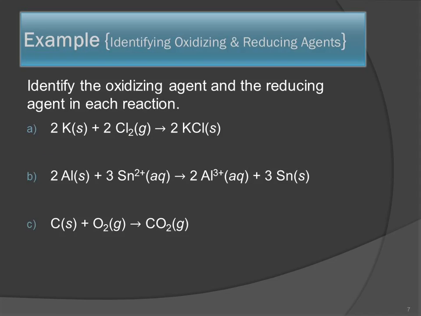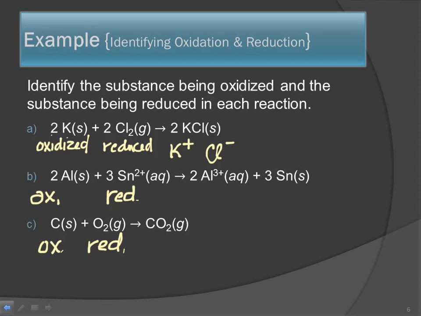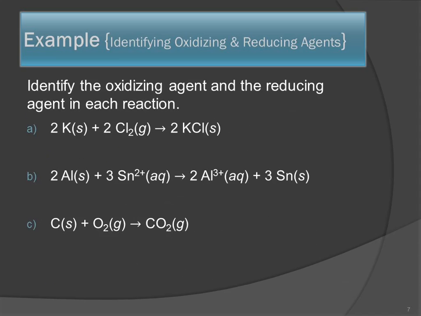Now we're going to look at the same equations, but identify the oxidizing agent and the reducing agent. Let's just refresh our memories a little bit. In all three of these examples, the species being oxidized was first. So let's look at this in terms of agents. We said before that the potassium was being oxidized. That means it's the reducing agent because it is causing the chlorine to be reduced.